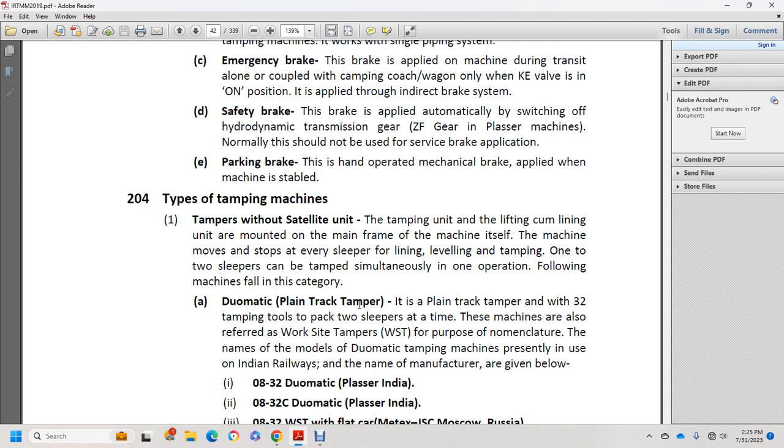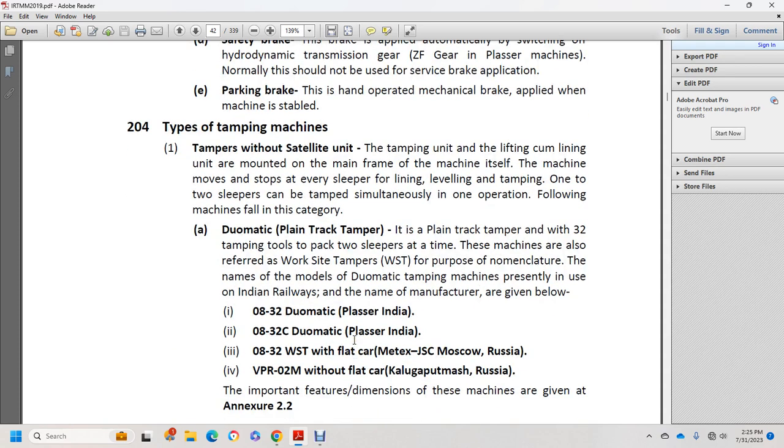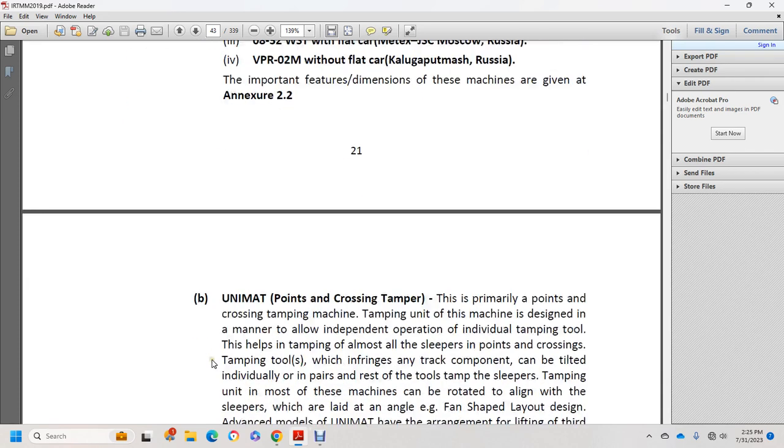A plain track tamper has 32 tamping tools to pack 2 sleepers at a time. The machine is also referred to as a worksite tamper. For purposes of nomenclature, the models of pneumatic tamping machines presently in use on Indian Railways, with the names of the manufacturers, are given below: 08-32 Plasser India, 08-32C Plasser India, 08-32 WST and flat car Mettex JSC Moscow Russia, VPR-02M without flat car Russia. The important feature dimensions of these machines are given in the annexure.